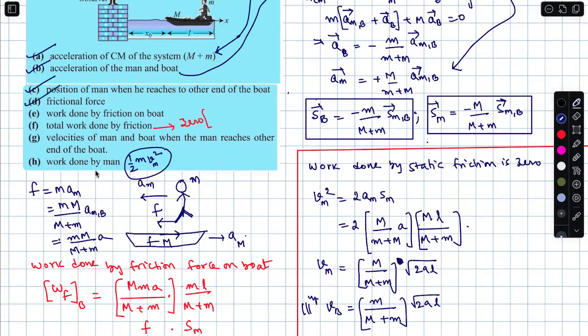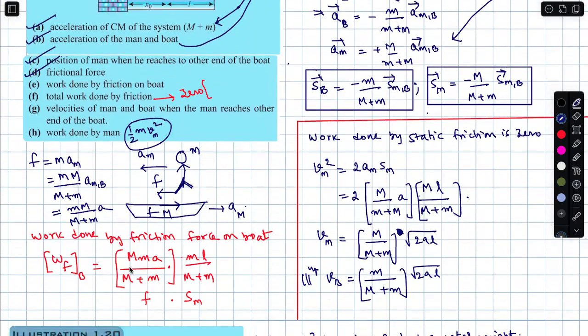This is also done. Work done. What is that? Force into displacement. Force already you have. Displacement of the man, already we have the displacement of the man.